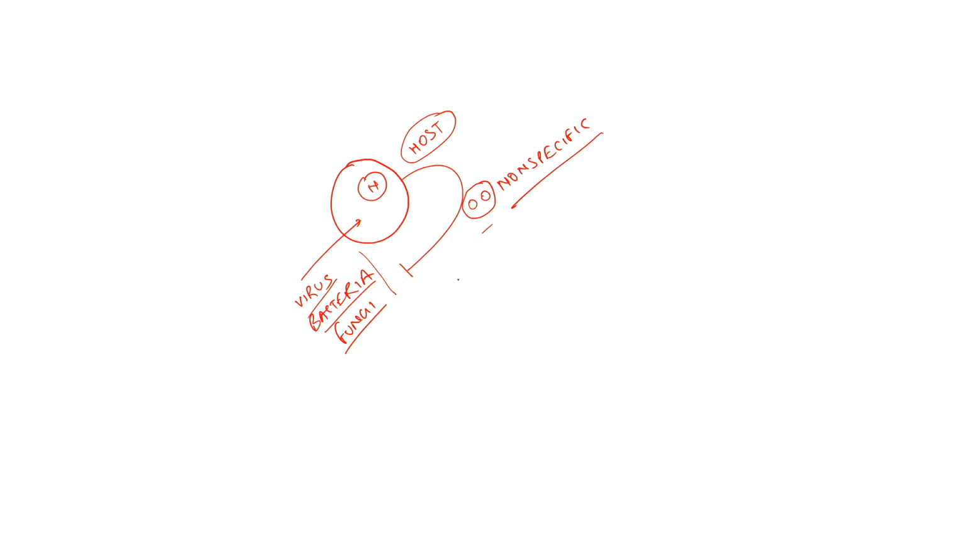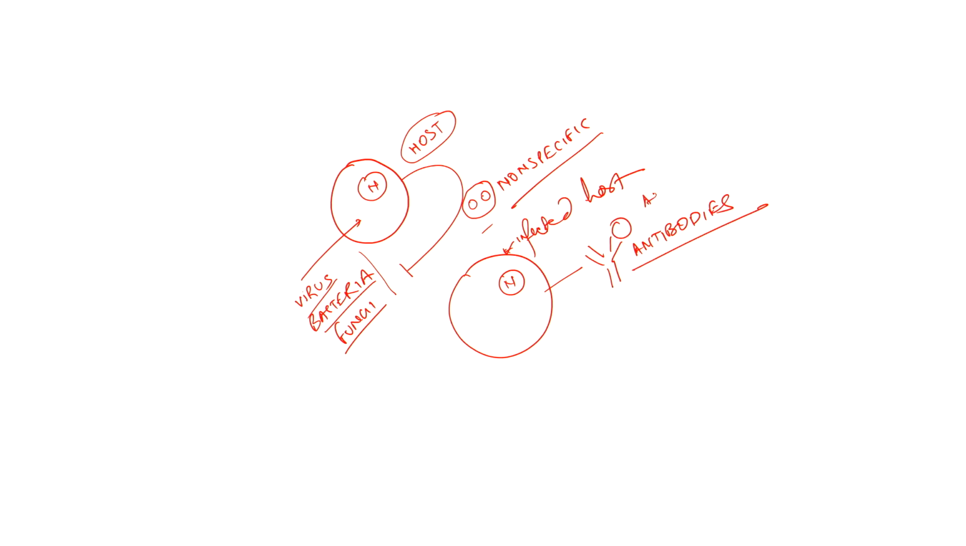Once the host is sensitized, for example a virus, bacteria or fungus has already infected the host cell, there could be a generation of very specific antibodies. These antibodies are very precisely generated against a specific antigen. They can bind to a very specific antigen. We can call this response specific because these are all generated post-infection.